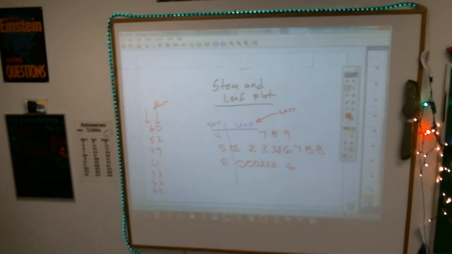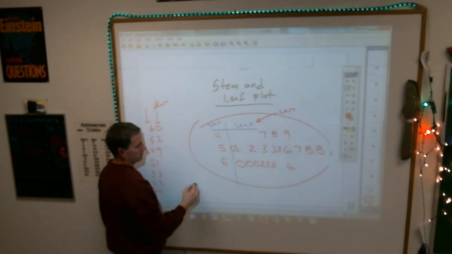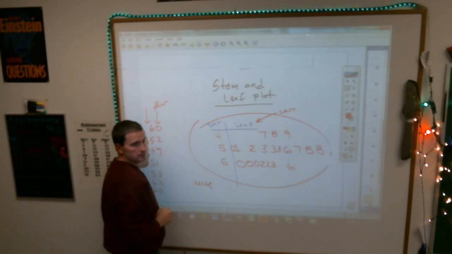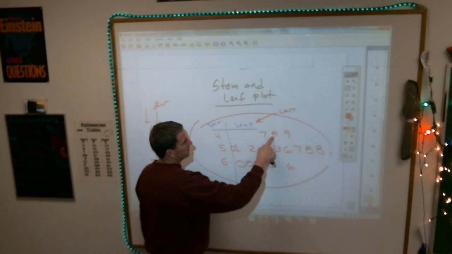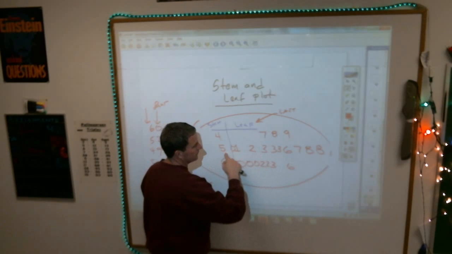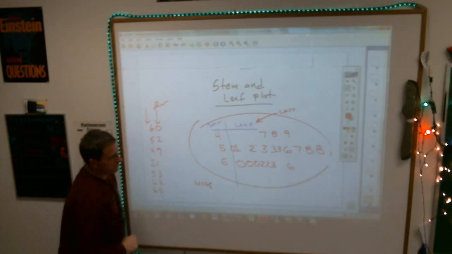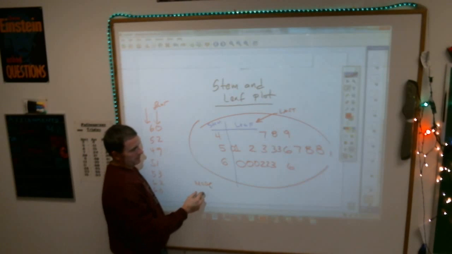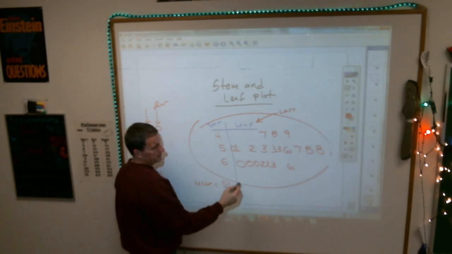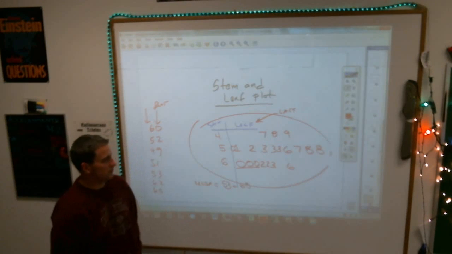If I asked you what would be the mode of all this? What number shows up the most? Parker? No, there's no 3s there. Your choices are 47, 48, 49, 50, 51, 52, 53, 53, 53, 56, 57, 58, 58, 60, 60, 60, 62, 63, 66. Amelia? 53 and 60. They both show up there. It's called bimodal, has two modes.